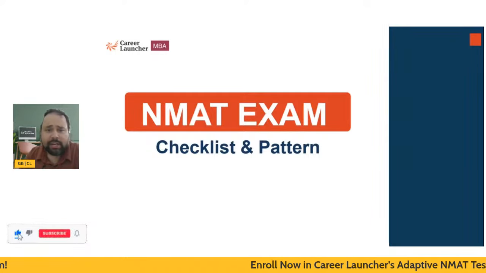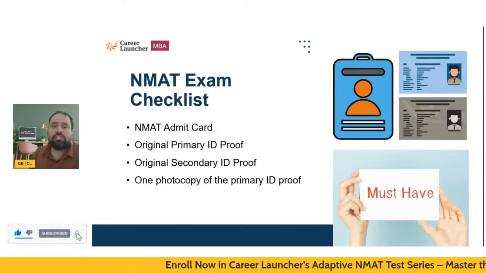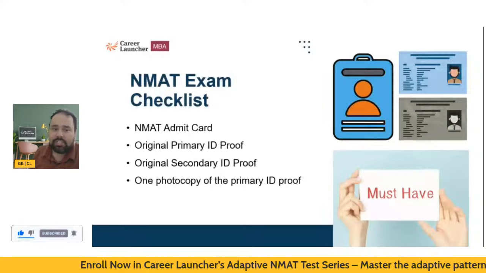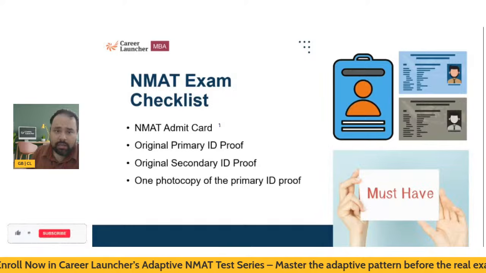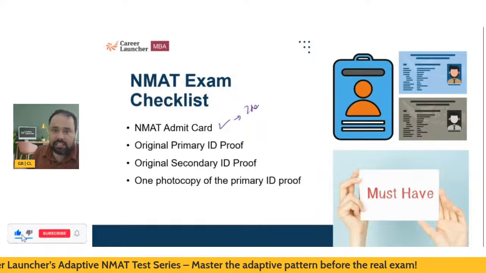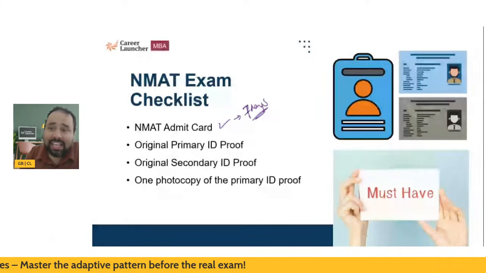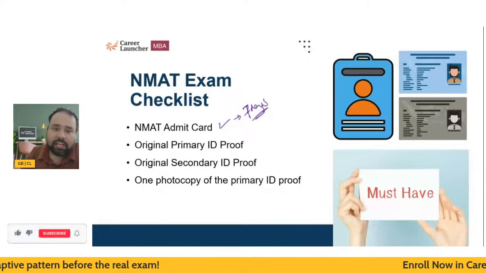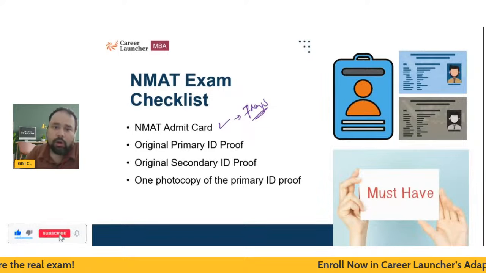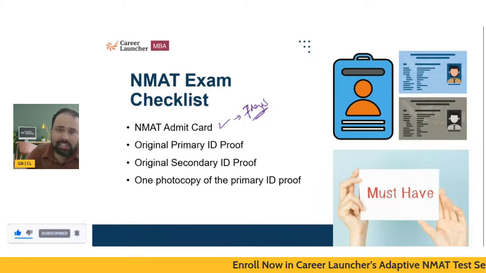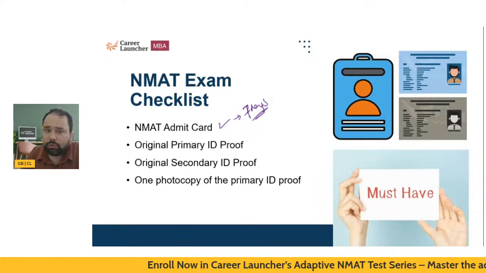A couple of things that I want to start with. First and foremost, the checklist. What are the important things that you must have? Obviously, the admit card. This will come out 7 days before the exam. So say your exam is on the 6th of November, it should be out by the 31st of October. If it's on the 10th of November, it should be out by the 3rd or the 4th of November.